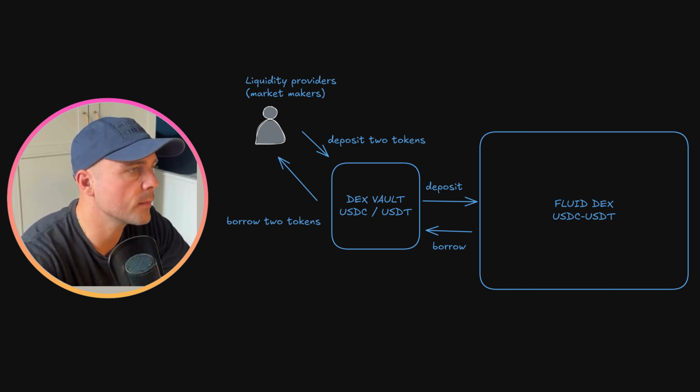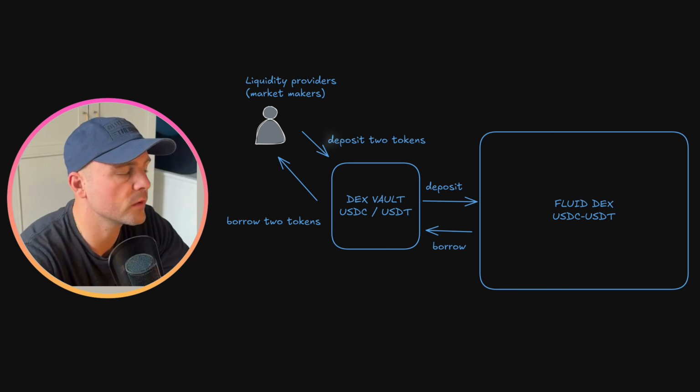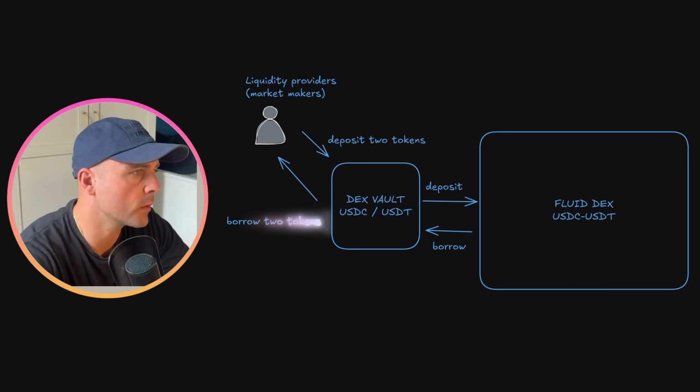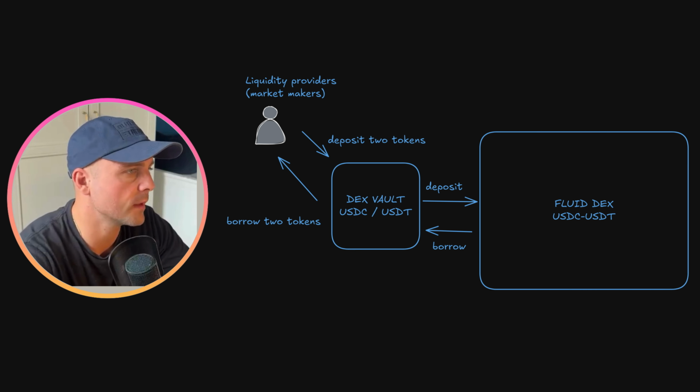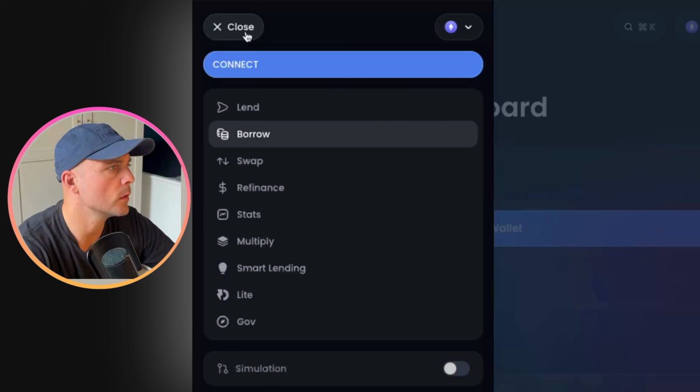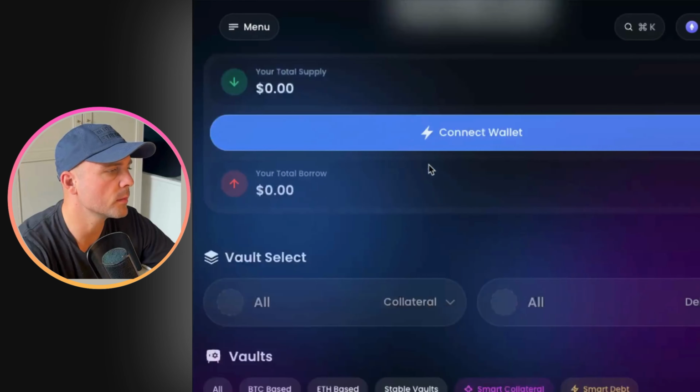In our DEX example here, you deposit USDC and USDT. And instead of borrowing a single token, again, you borrow two tokens. In our case, again, USDC and USDT. Depositing this token pair is referred to as smart collateral, and borrowing a token pair is referred to as smart debt. So in the UI, you will find all this within the Borrow tab.